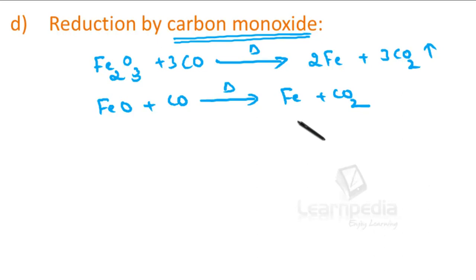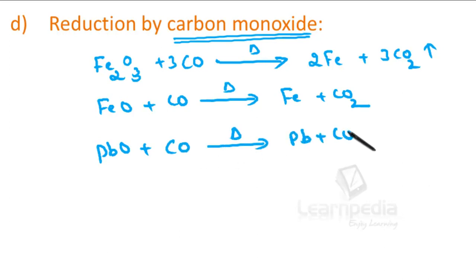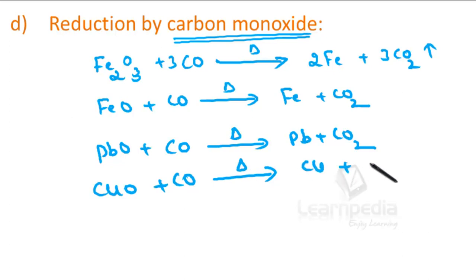The other two metal oxides which are commonly reduced by this carbon monoxide: one is lead monoxide, which can be reduced not only with coke but also with carbon monoxide to give lead plus carbon dioxide. Cupric oxide CuO can be reduced with carbon monoxide and undergo reduction to give copper metal and carbon dioxide. So this carbon dioxide, being a gas, goes off through the chimney of the furnace, leaving the metals. Thus iron, lead, copper are obtained by reduction with carbon monoxide of their respective metal oxides.